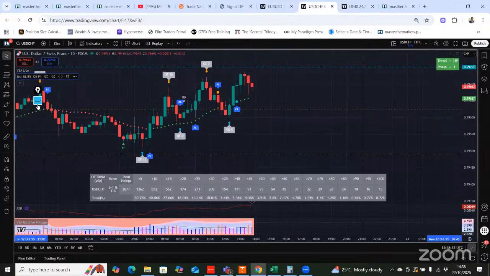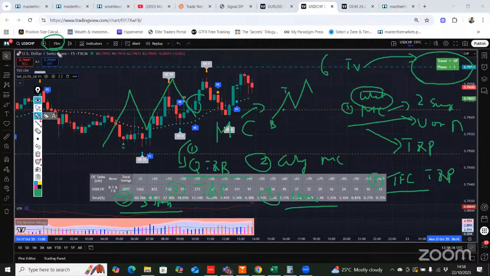Now you can see on the dollar Swiss what it's telling me on the 15-minute time frame, okay? So it's time frame specific as well. We can do it across any time frame. As you can see over here on euro dollar, I'm doing it across the over here.